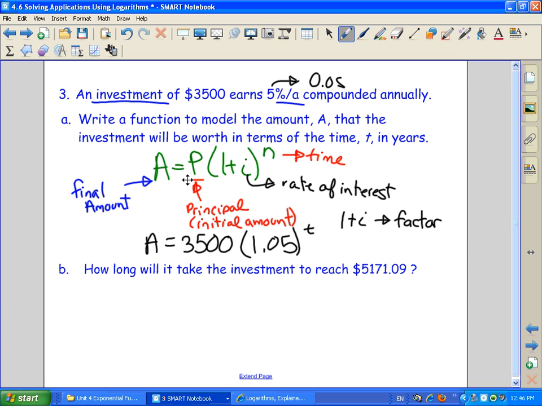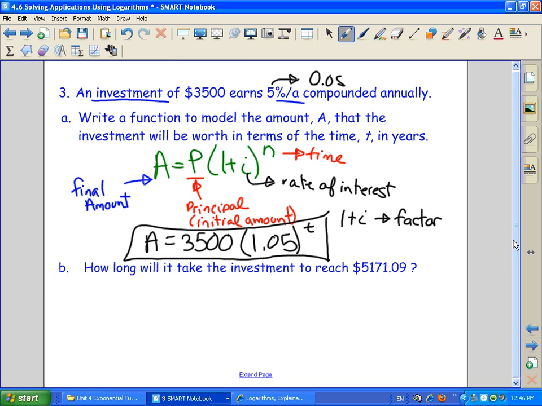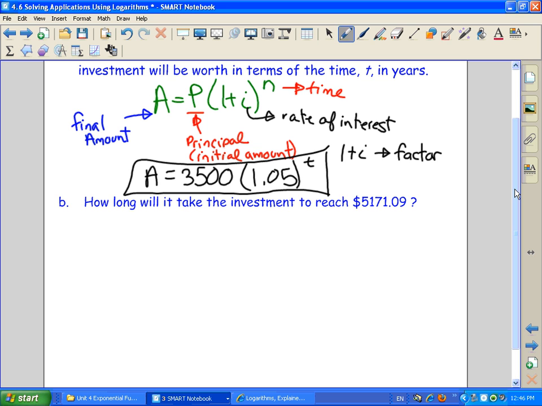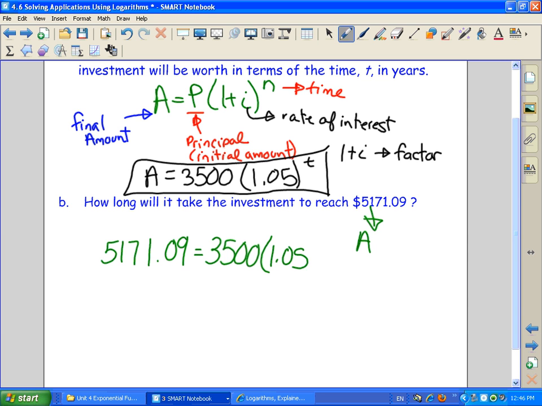All right, so that's the initial expression we're going to use that fits this model to help us with part B. Part B says, how long will it take for the investment to reach $5,171.09? So what does this represent, folks? That represents our A, our final amount. So we'll sub that in, guys. So we got $5,171.09 equals 3,500 times 1.05 to the t. And how long means we have to find that t equals question mark.